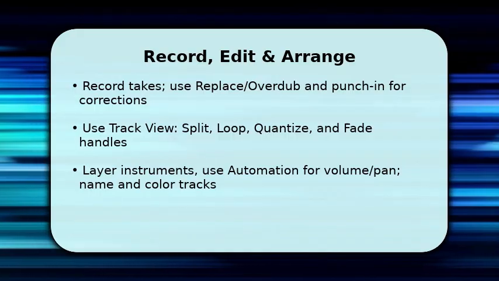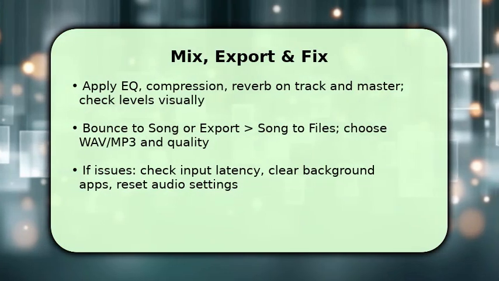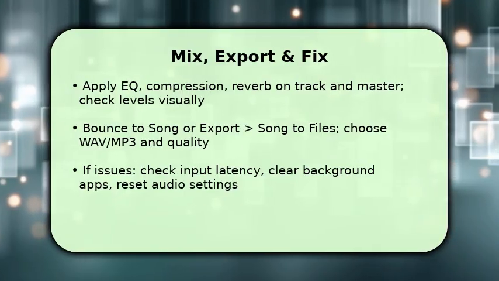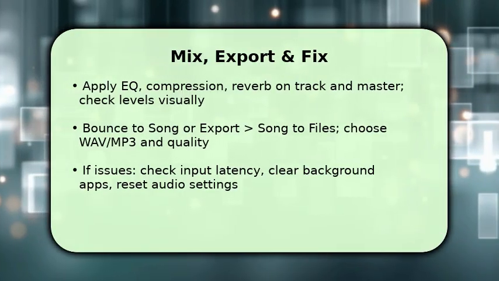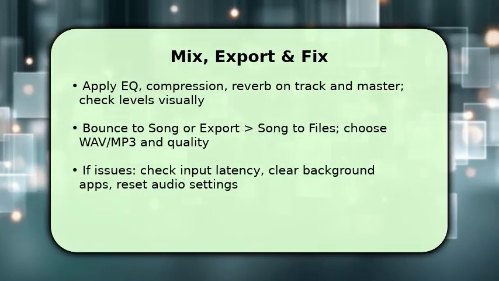Rename and color code tracks to stay organized, and you finish by balancing levels, applying EQ, compression, and reverb to clarify each part. Make small gain adjustments, and use the master limiter sparingly to avoid clipping. Once satisfied, bounce the project by exporting the song to files and choose WAV or MP3 with desired quality.